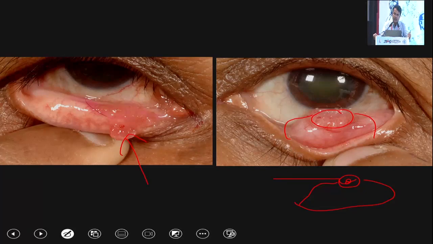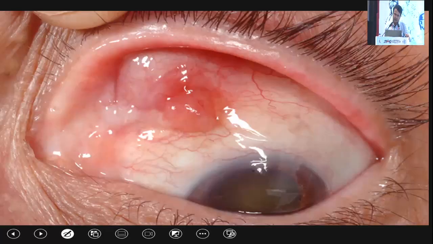So then you should worry because the papilloma is inverted here. This is called inverted papilloma, and that has a very high chance of having coexisting squamous cell carcinoma transformation. So in an immunocompromised patient, when a papilloma looks broad-based, then it could be squamous cell carcinoma.